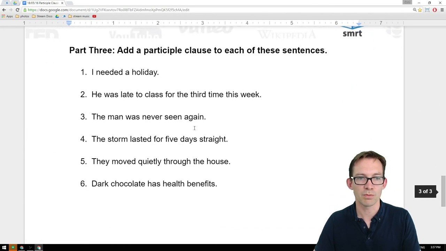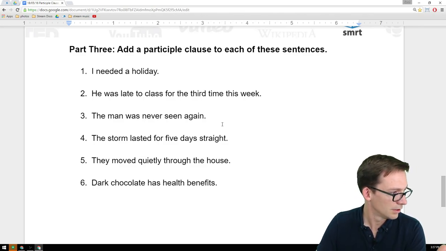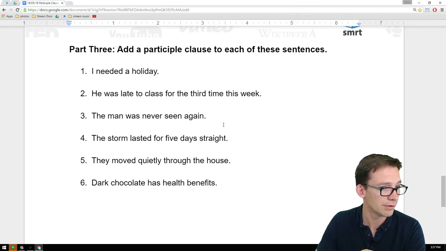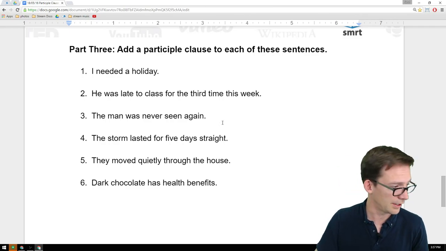Here we go. Okay, so part 3. We can get started here. Valerie is asking, so that means the first sentence is wrong. That's right, Valerie. That first sentence was incorrect because it was a dangling modifier.